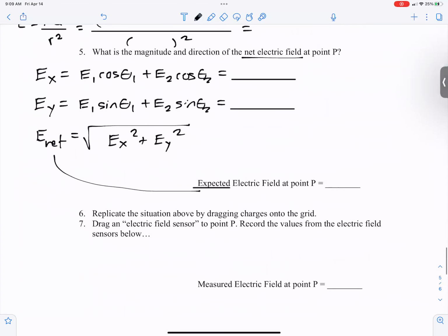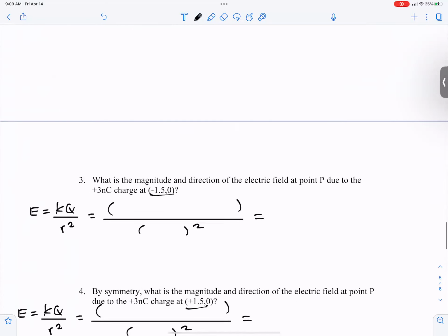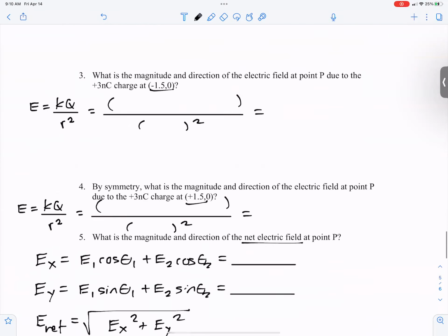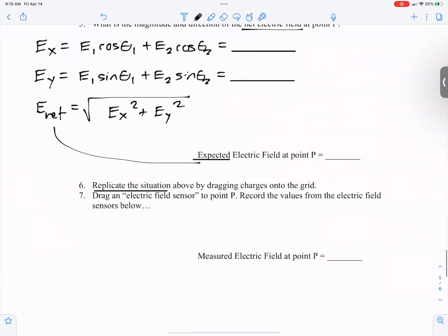Then you're going to replicate the situation by putting a 3 nanocoulomb charge 3 units away from the origin. That's 1.5 meters away from the origin. And then do the same thing with Q2, making them equal charges. Make sure you are placing your sensor at 2 meters, that's 4 boxes, directly above where the origin would be. You'll record your measured value for P.